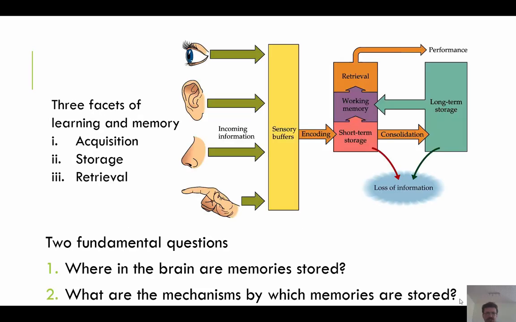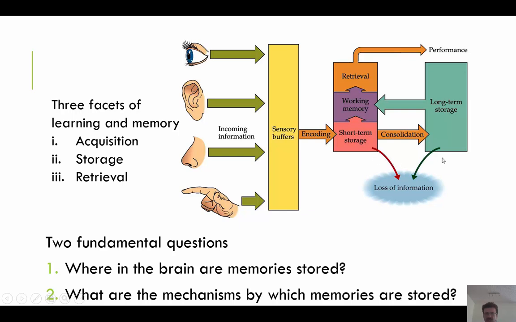So we can say that these three facets of learning and memory can be described as acquisition, storage, and retrieval. Let me say that again. These three facets of learning and memory can be described as acquisition, storage, and retrieval. And you can see this diagram will then show you the process of information coming into the brain through the stimulus. It's encoded by sensory processes, and then it goes into your neurobiological systems or your central nervous system.